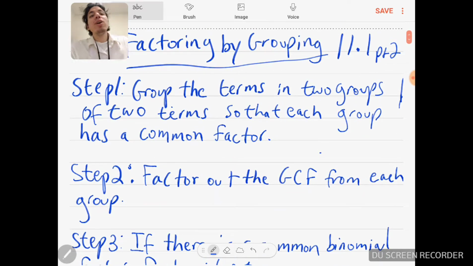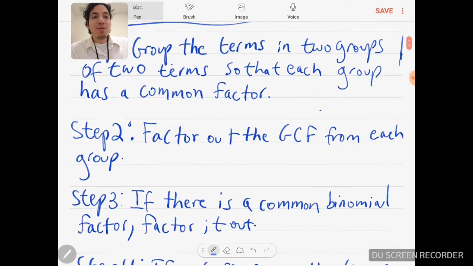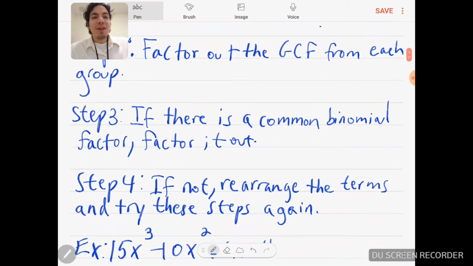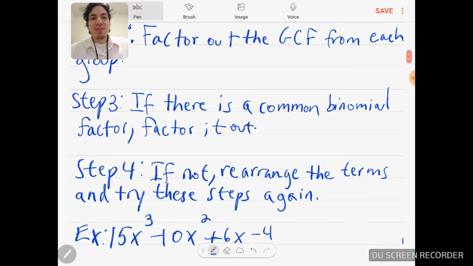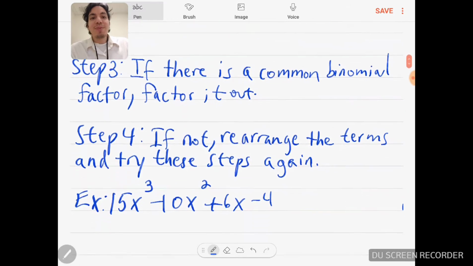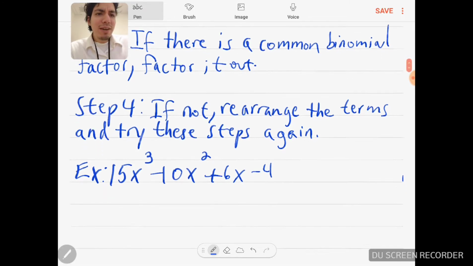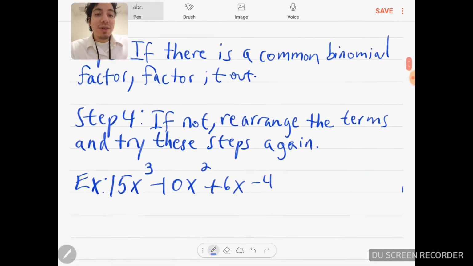Now, step 1, group the terms in two groups of two terms so that each group has a common factor. Step 2, factor out the GCF from each group. Step 3, if there is a common binomial factor, factor it out. Step 4, if not, rearrange the terms and try these steps again. All right.